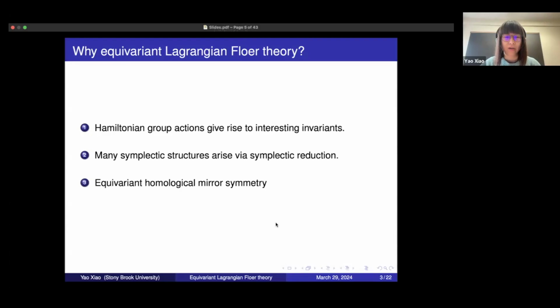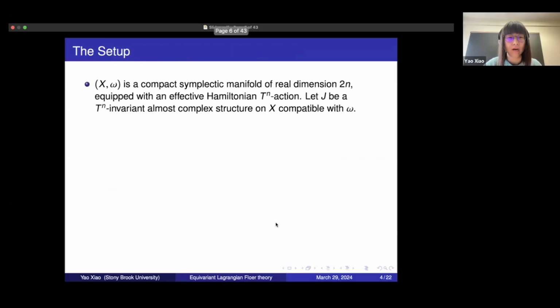And lastly, we might be interested in an equivariant version of homological mirror symmetry. So we'll see maybe hints of this idea in my talk. Okay, so let me talk about the setup.